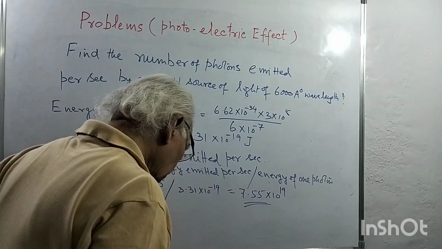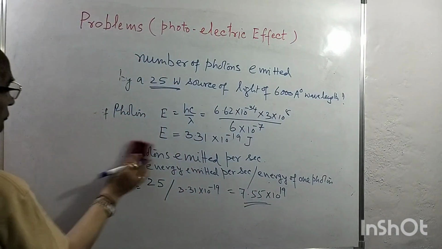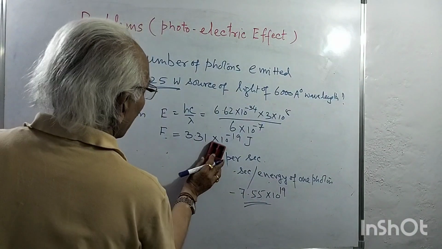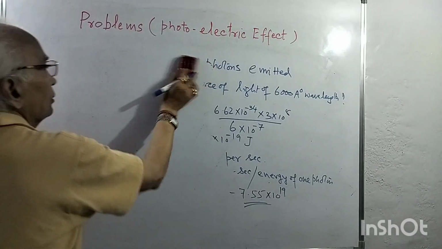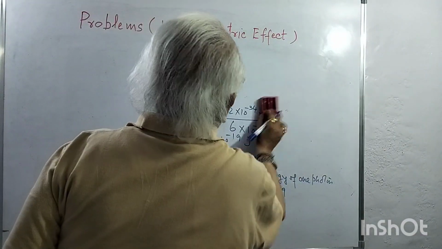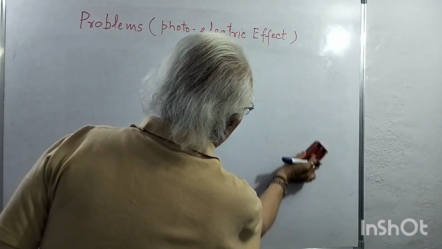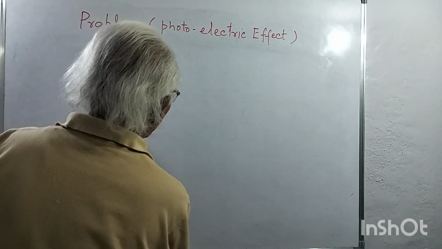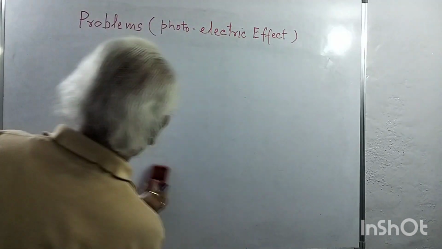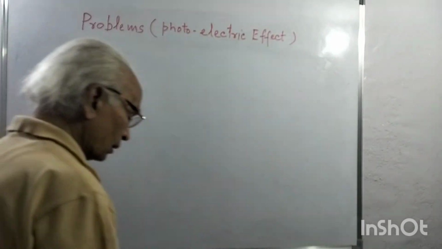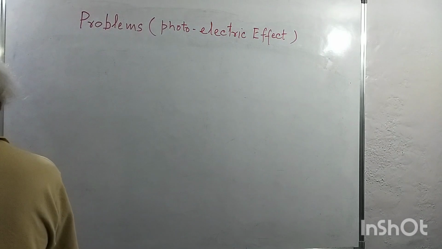Nice. Now let us see. You know watt is joule divided by second, so joules per second. Now let us see some other problem.